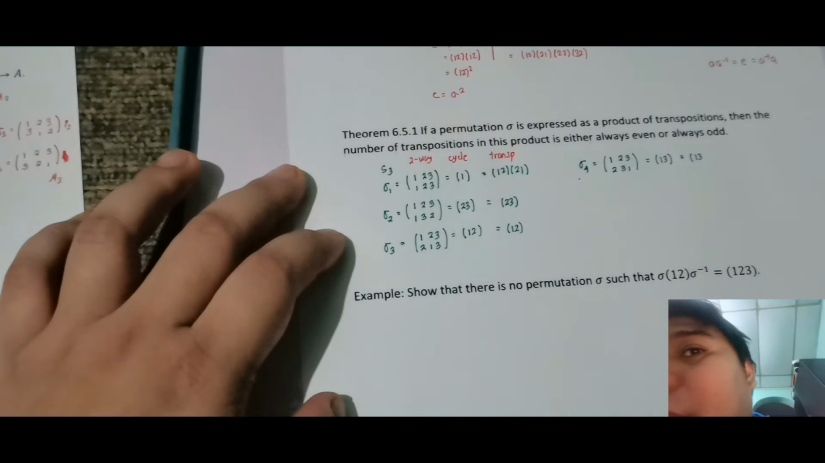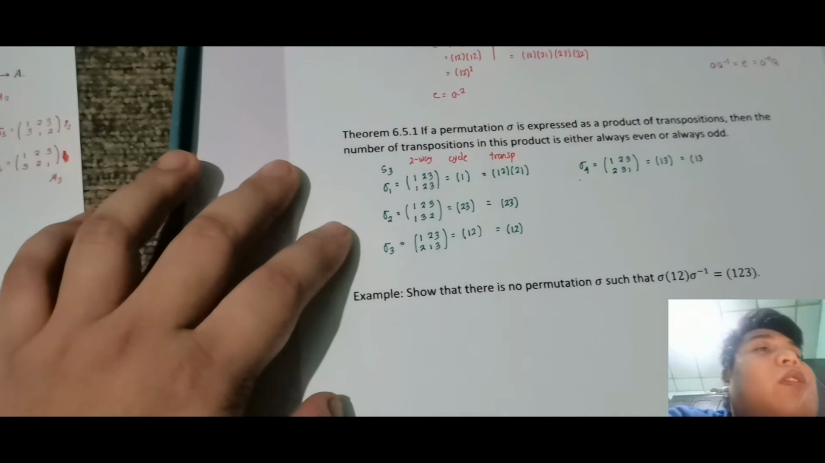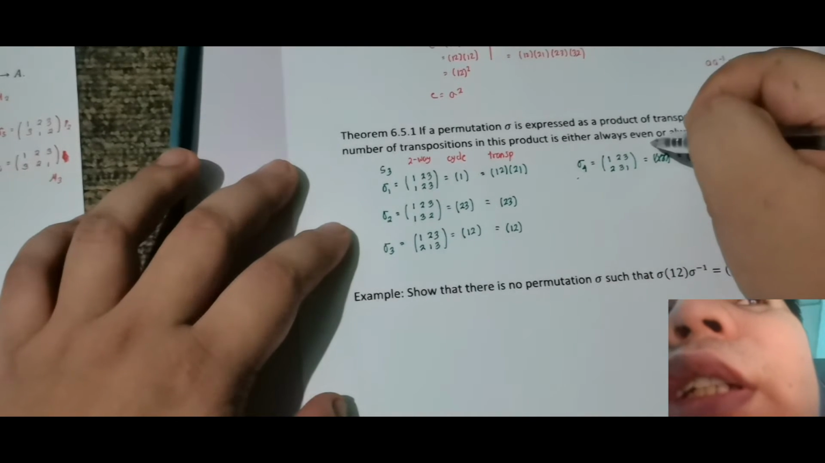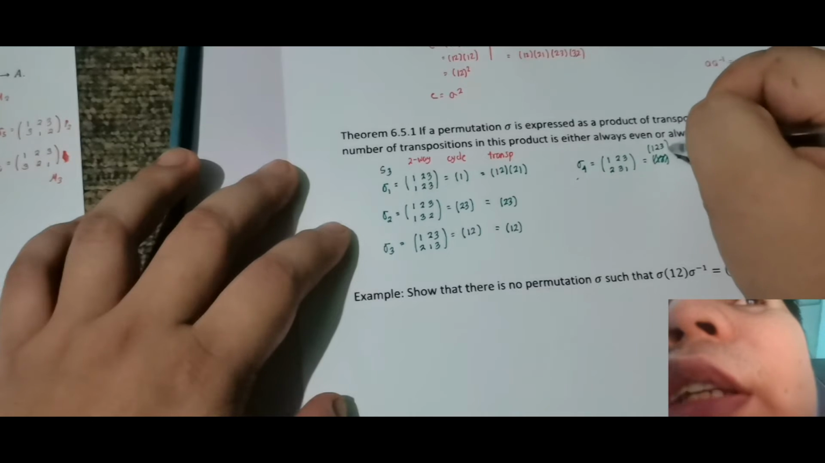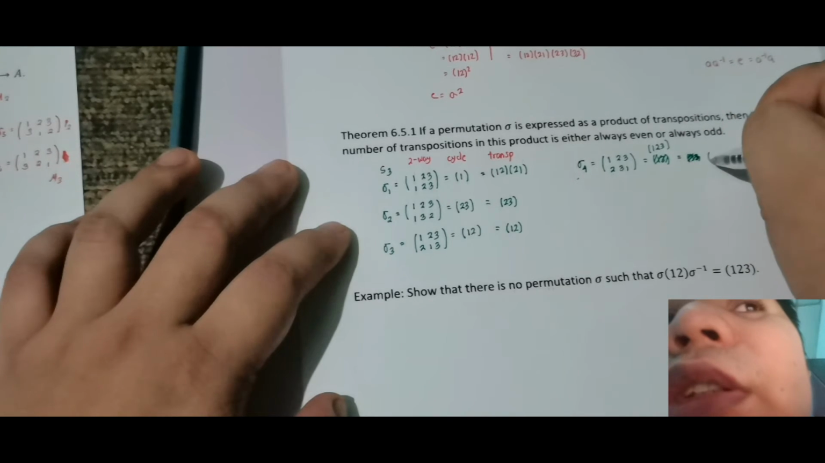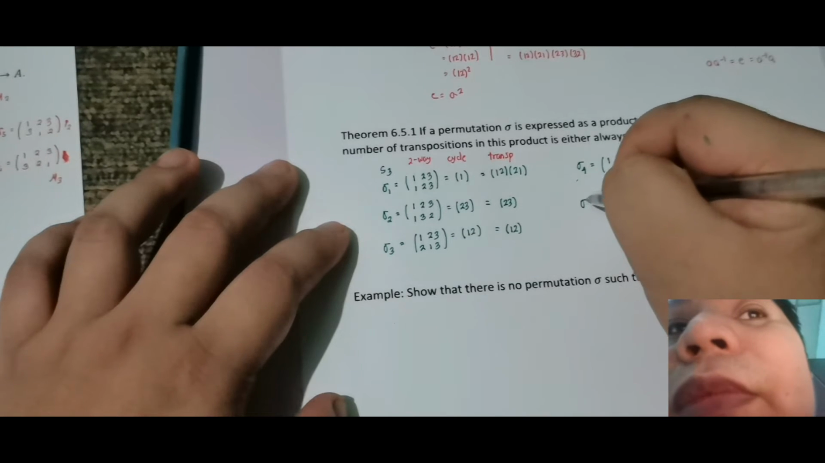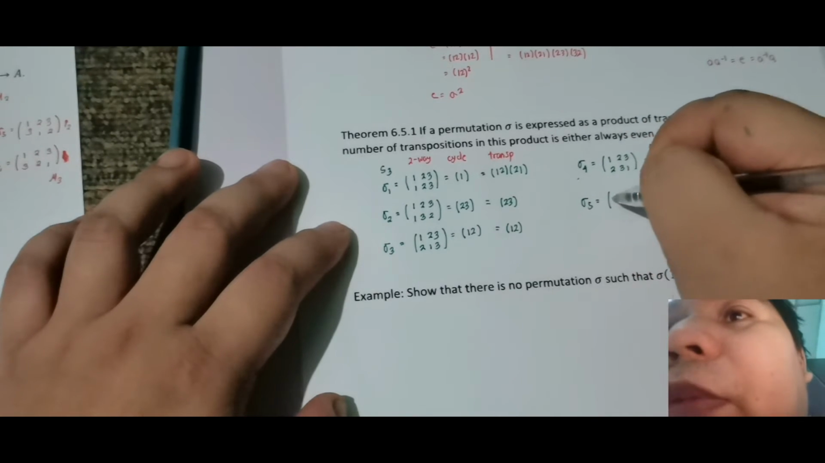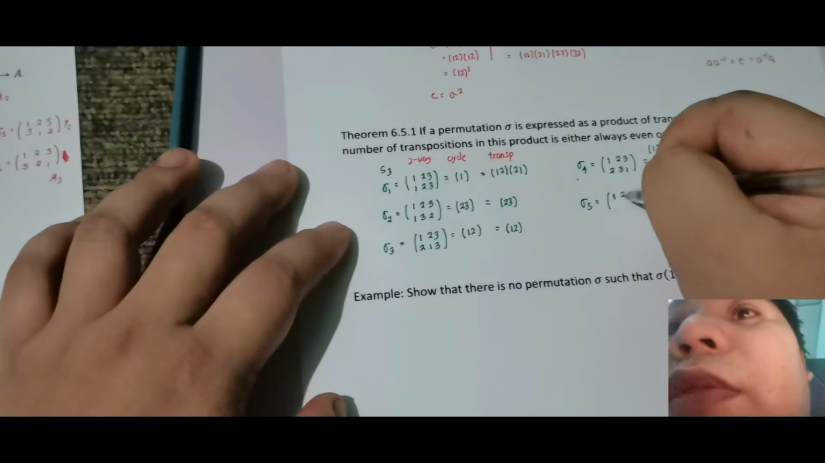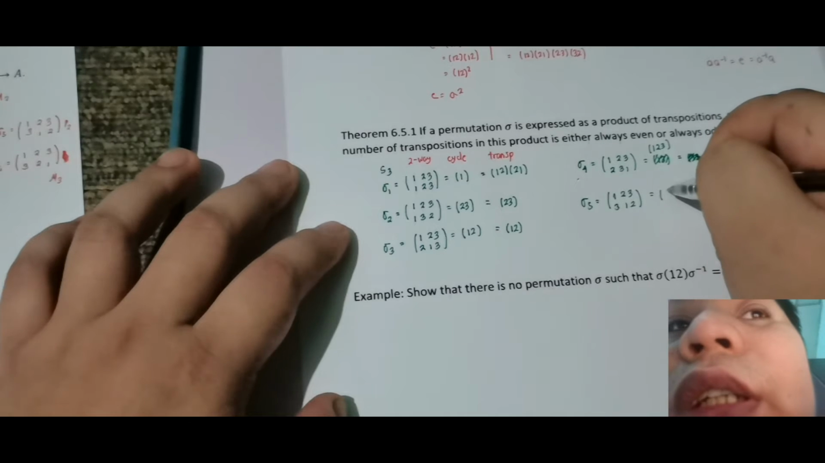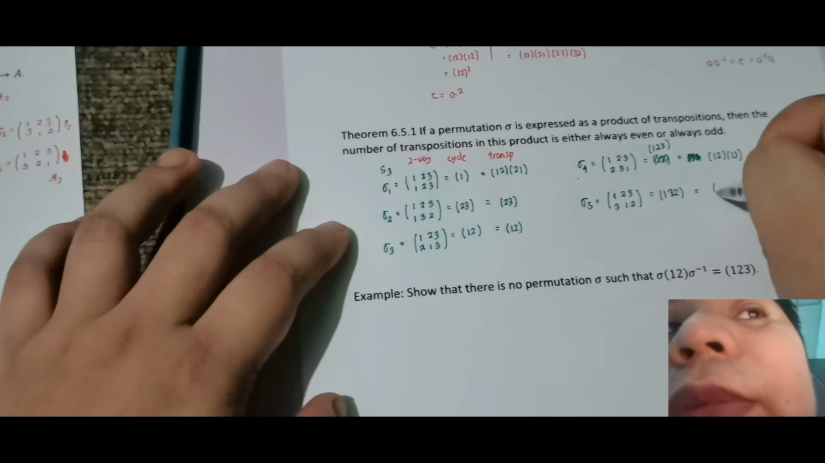Oh no, I got confused. So that is (1 2 3). In transpositions, this is (1 2)(1 3). Okay, next is sigma 5. Sigma 5 is simply 1, 2, 3 mapped to 3, 1, 2. In cycle notation, that is (1 3 2). So this is just simply (1 3)(1 2).